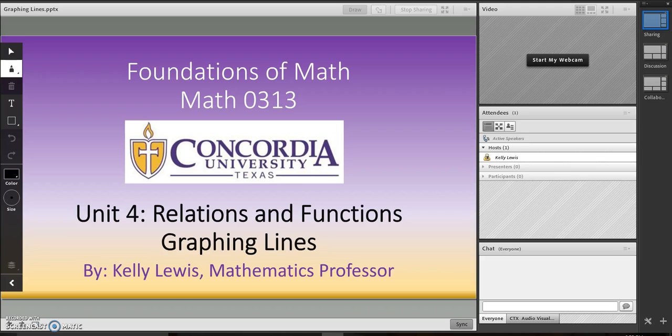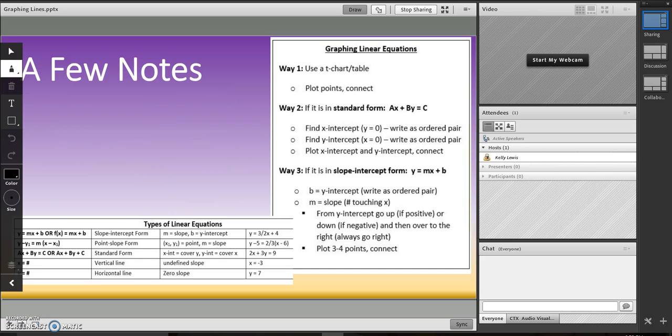All right, now we're going to talk about graphing lines. They're all linear lines, but just like my name is Kelly Lewis, I could go by Biz Lewis, I could go by Professor Lewis, I can go by Kelly, I can go by different names and still mean the same thing. And so there are different ways to represent a line, which is also a function.